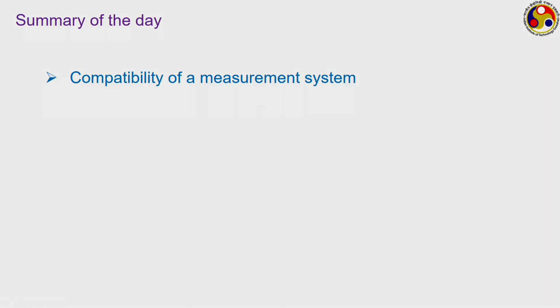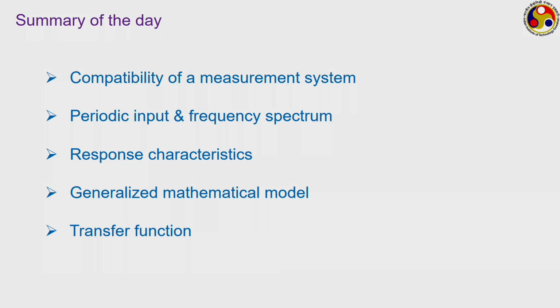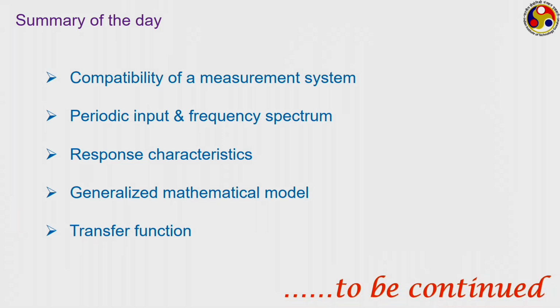So, what have we done today? Today we have talked about the compatibility of the measurement system. There are 5 kinds of compatibility that the operator needs to look at while selecting a measurement device. We have talked about the periodic input, and the corresponding frequency spectrum when there are multiple signals lumped into one. We have talked about the response characteristics a system must possess. Then we have briefly talked about the general mathematical system and the transfer function. I shall be taking it forward in the next lecture, where I shall be talking more about this mathematics and analyzing zeroth and first order systems in the next class.